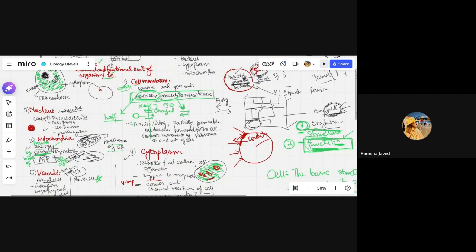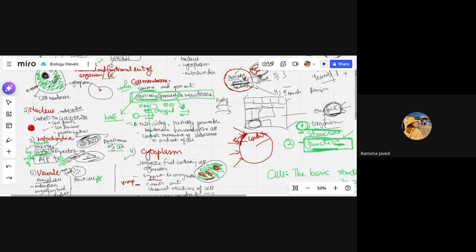It is the outer membrane of the cell, and it is partially permeable membrane. Partially permeable means that it controls what goes in and out. It only allows partial substances to go in and out of the cell. Okay, and it is a thin living but partially permeable membrane surrounding the cell, and it controls the movement of substances in and out of the cell. Okay, this is cell membrane. It acts as a security guard for the cell.